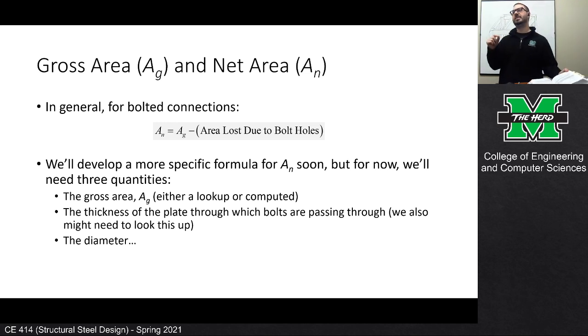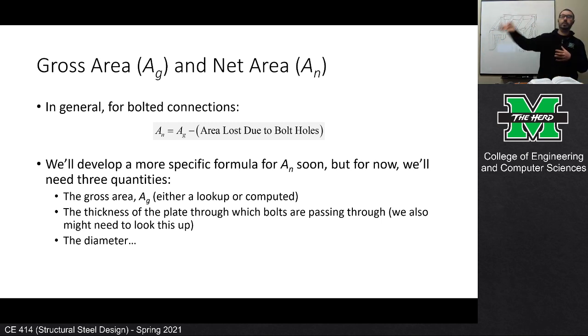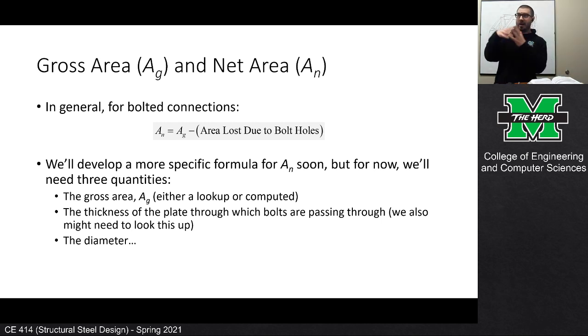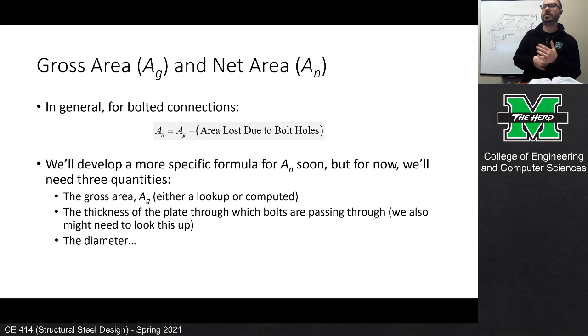But for now, in order to develop the net area equation, we're going to need three quantities. Number one, we're going to need the gross area. In order to compute the net area, you need the gross area because the net area is the gross area with material removed. You're going to need the thickness of whatever plate or element the bolts are passing through. You've got to have the thickness. And you also need the diameter. And notice how in this slide I'm not really defining what I mean by the diameter. Okay, so let me talk about that.